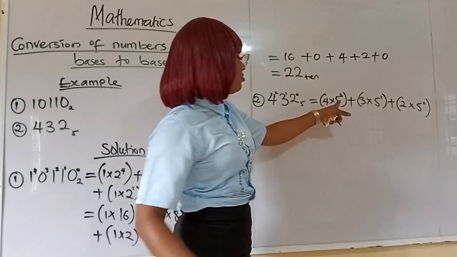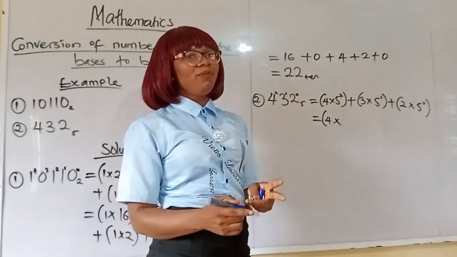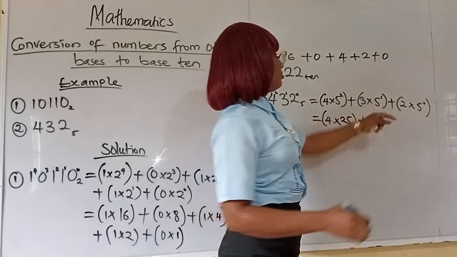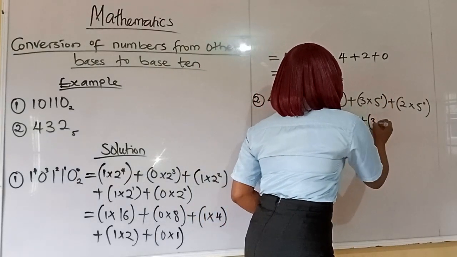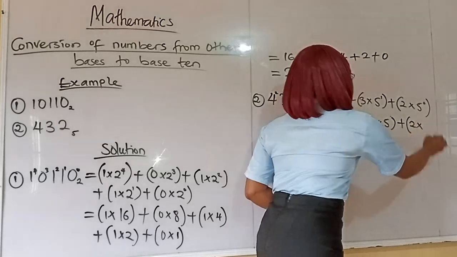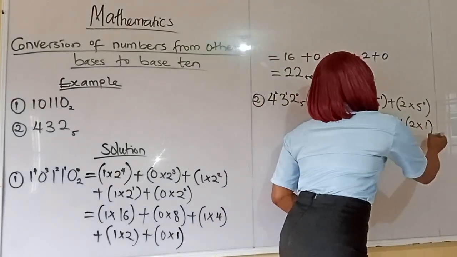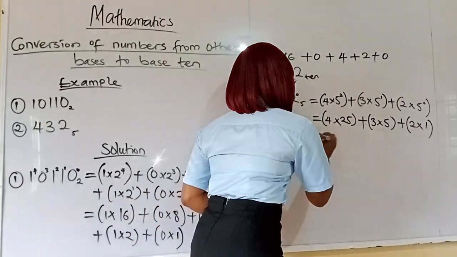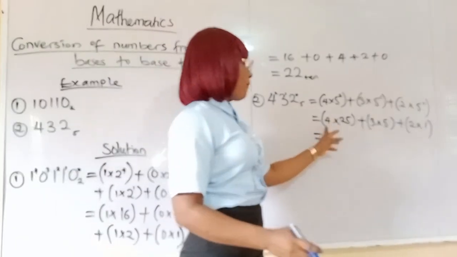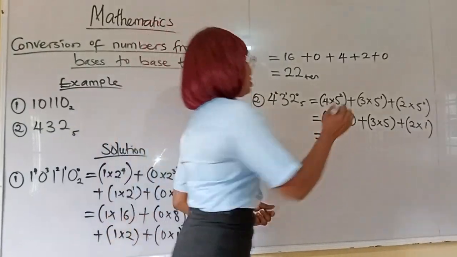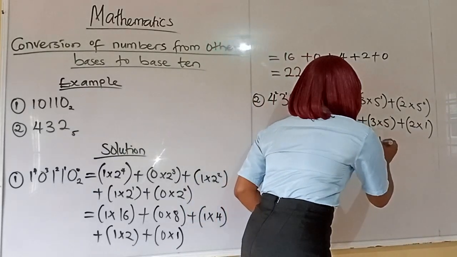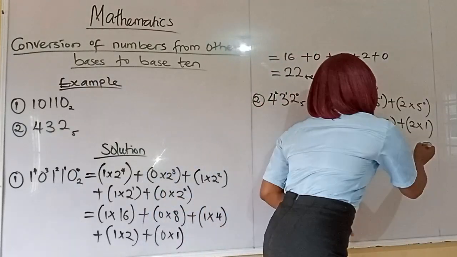We go on. This is 4 times, what's the meaning of 5 raised to the power of 2? It means 5 in two places, 5 times 5, which is 25, plus 3 times 5, because 5 to the power of 1 is just 5, plus 2 times, remember, any number raised to the power of 0 is 1. So you simplify the powers. We go on. 4 times 25 is 100, anyhow you want to go about it. So this is 100 plus 3 times 5, which we know is 15, plus 2 times 1, which we know is 2.